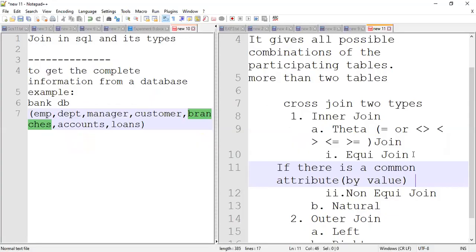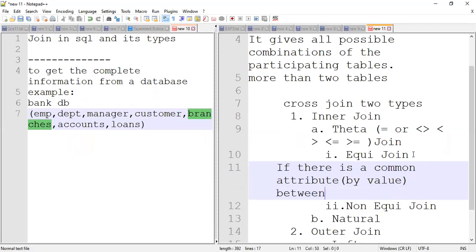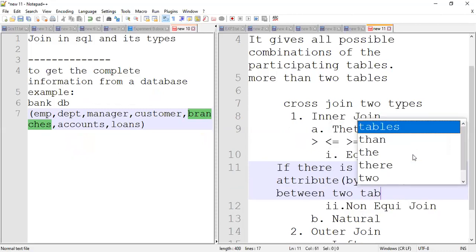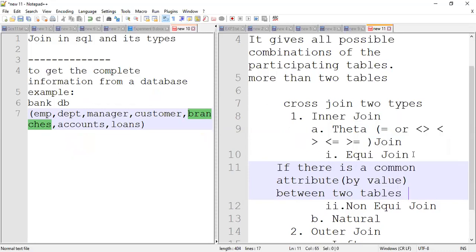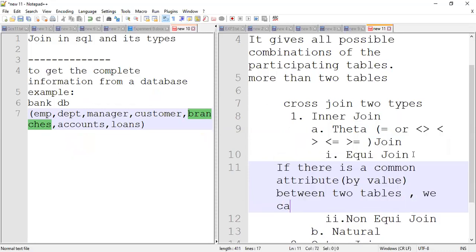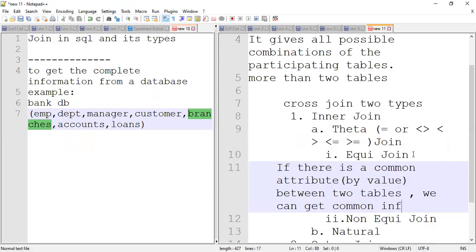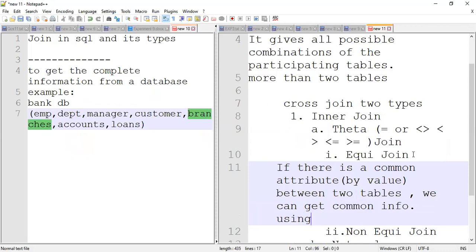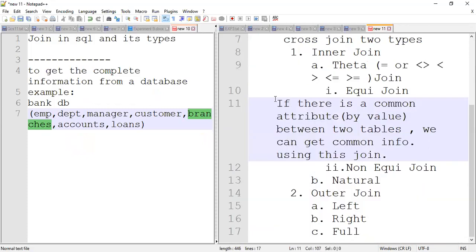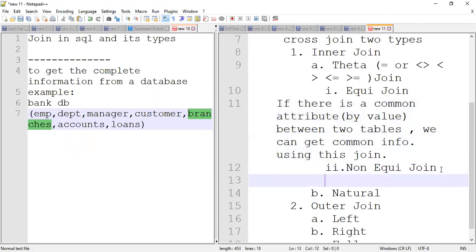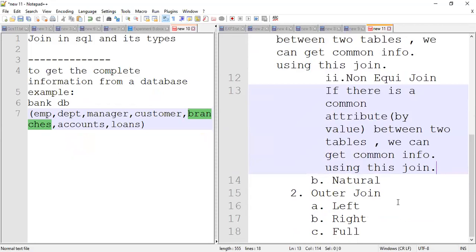If there is a common attribute between two relations or two tables, then we can get common information using this join. So this is equivalent. Similarly, if there is a common attribute, we can get not-common information using non-equivalent. The only difference is that, provided the condition is by value set between two tables, we can get non-common information. So this is under non-equivalent.